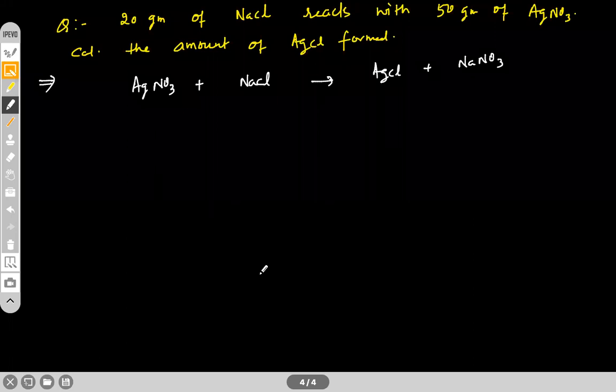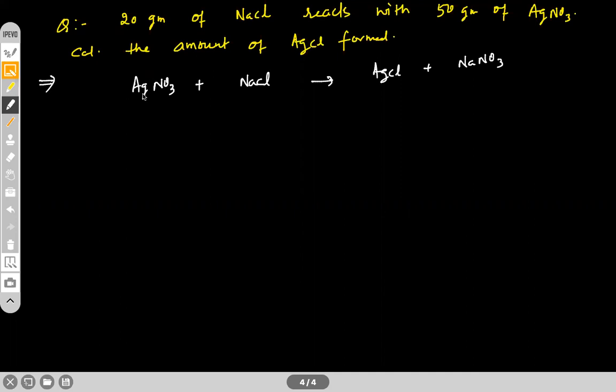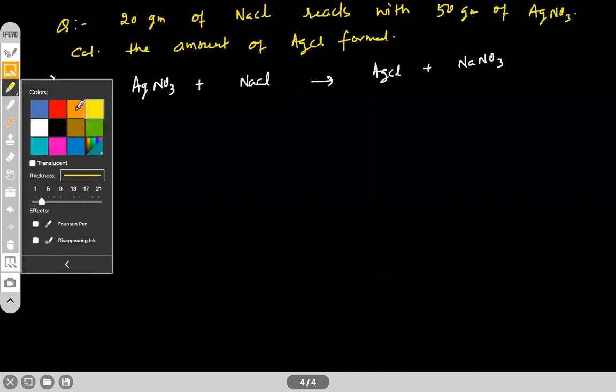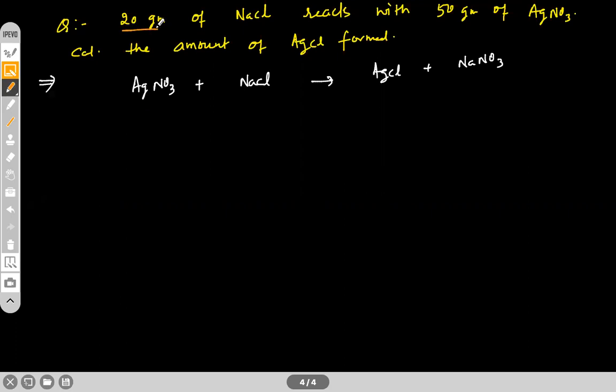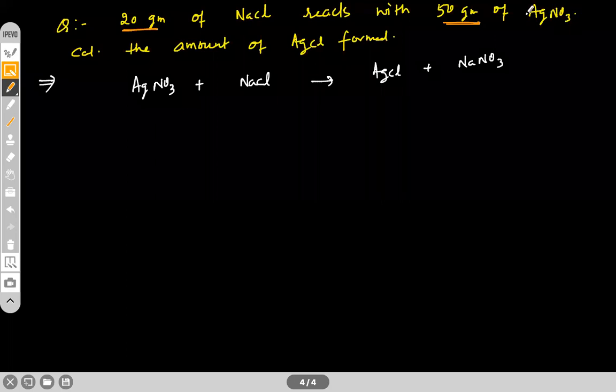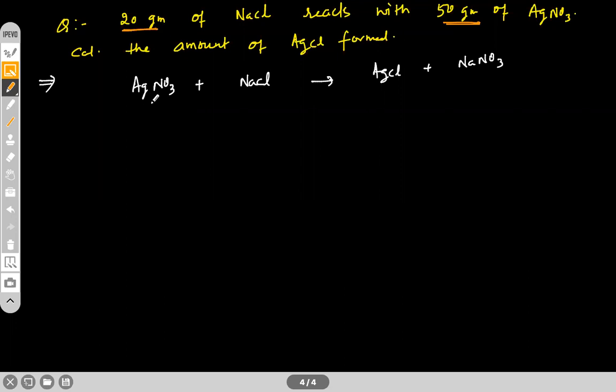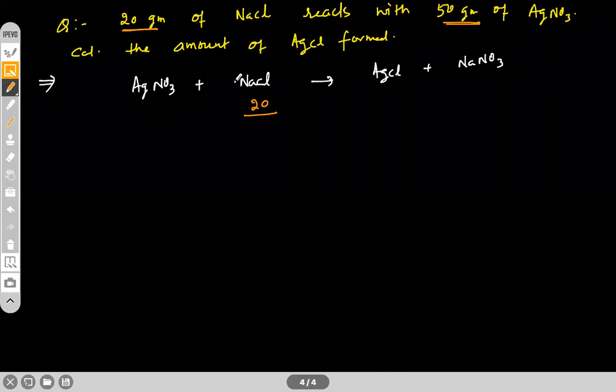Okay, so first of all, guys, since we can compare the molar ratio of this AgNO3 and NaCl, we have to convert the given masses into the number of moles. So what is the mole of NaCl, and what is the mole of 50 gram of AgNO3? The reaction is balanced, nothing you have to do. For 20 gram of NaCl, 20 divided by the molecular mass of NaCl, which is 58.5. These many moles of NaCl we have taken initially.